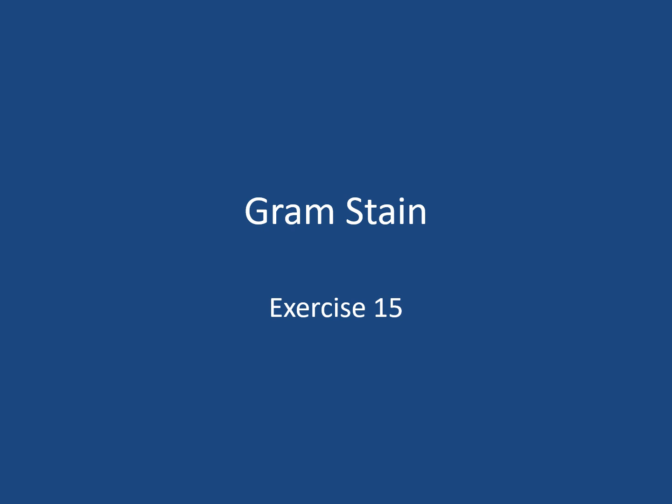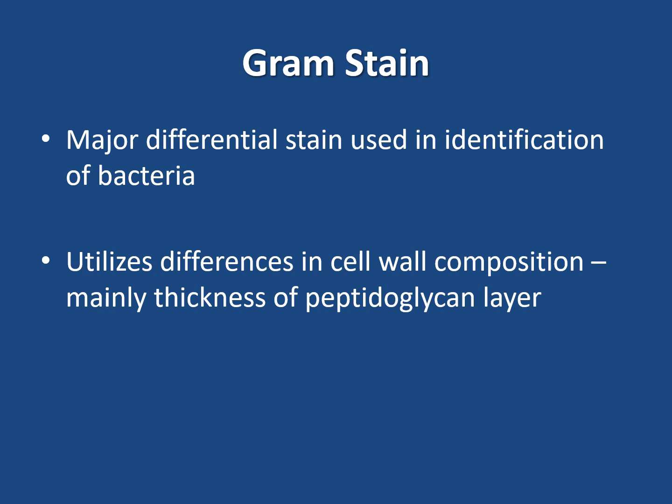Okay, this is talking about a gram stain. Gram stain is a differential type of stain. It is the most important stain that's used in microbiology to help to distinguish between your gram-positive bacteria and your gram-negative bacteria. How is it able to do this? It has to do with the structural differences in the composition of the cell wall.